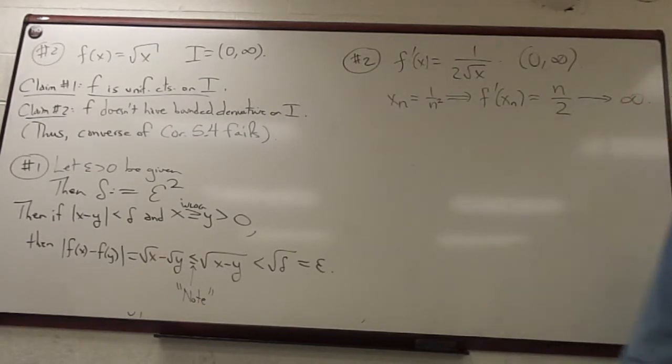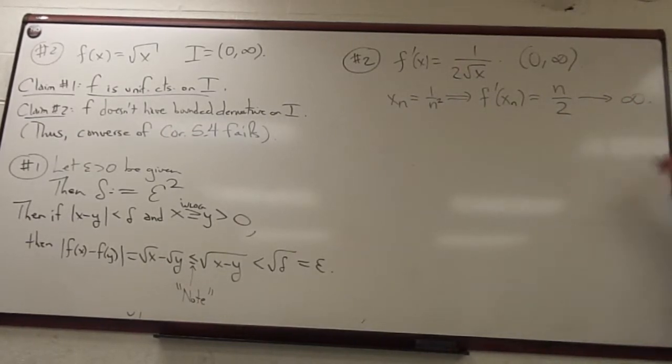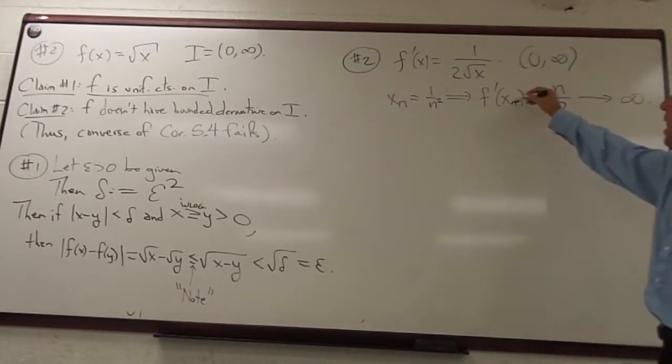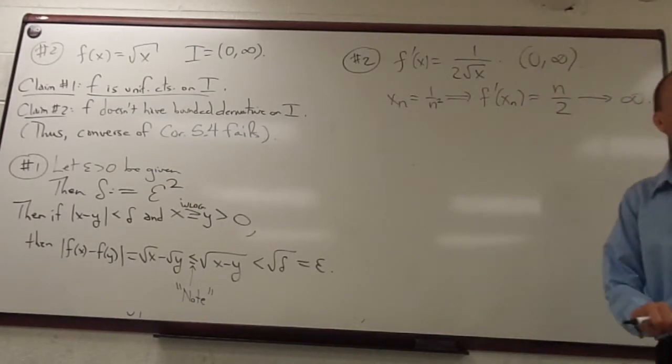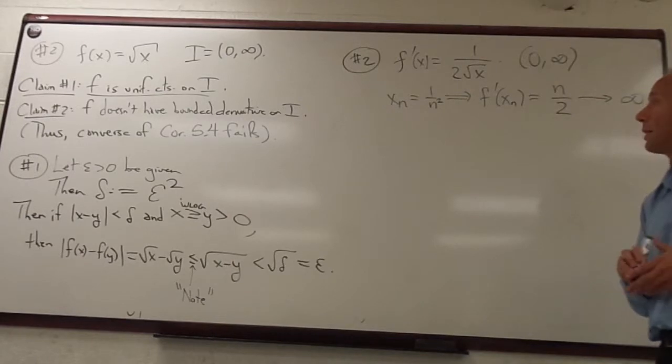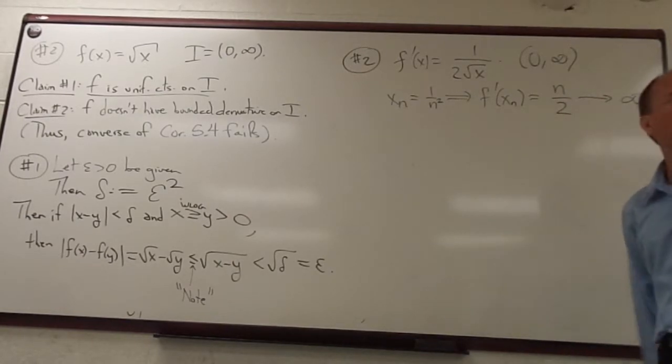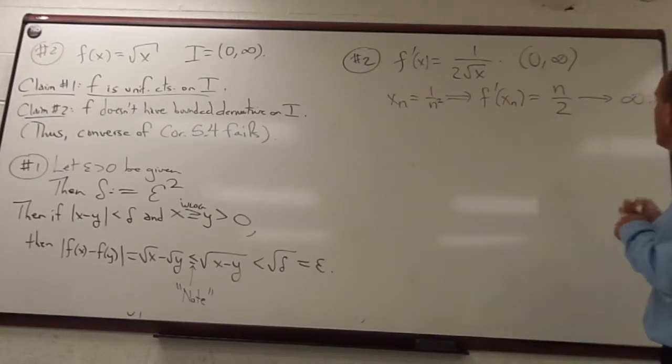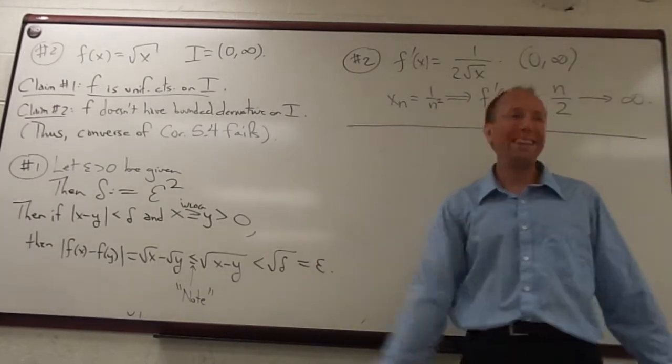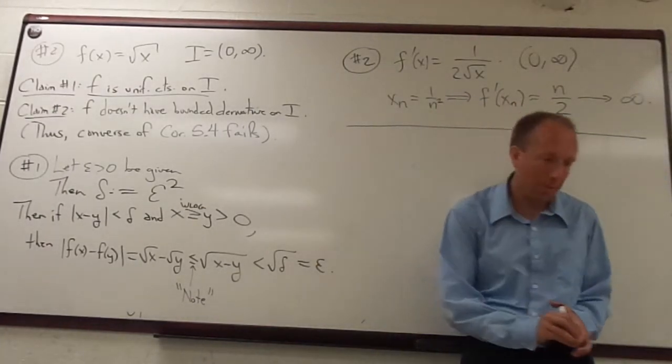I won't dwell on that. So that's not a bounded derivative on that. Okay, so the converse of Corollary 5.4 is false. We good with that? We all right on that problem?